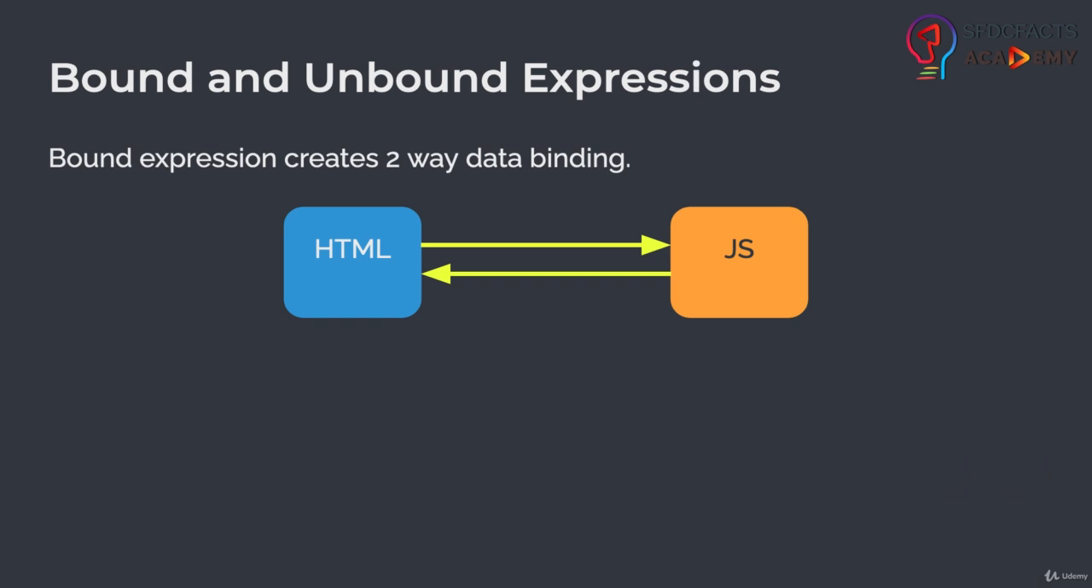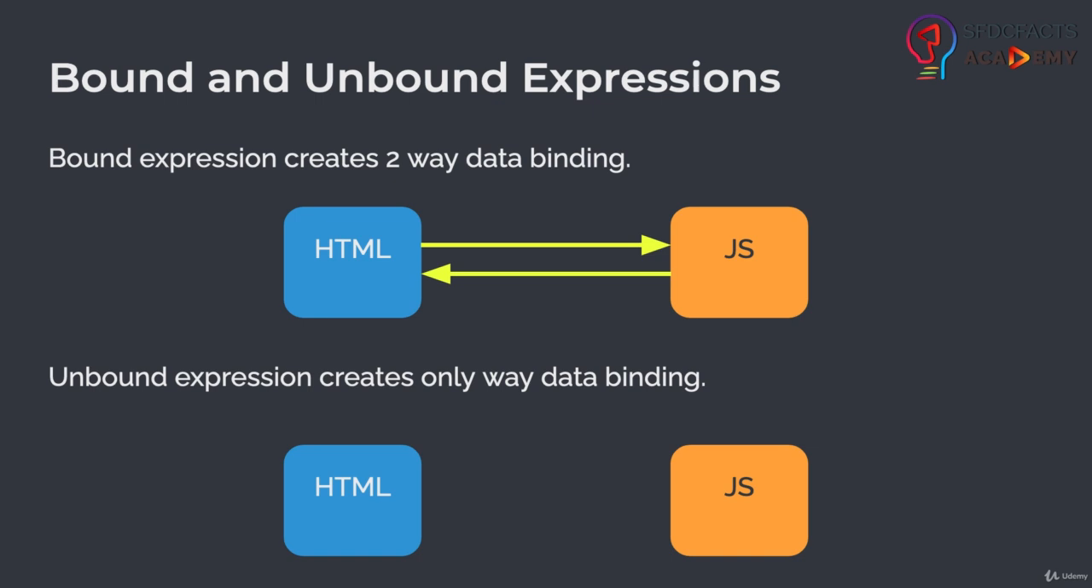Now, if you use unbound expression, then it's a bit different. It only creates one-way data binding. So this means if you are making a change in an attribute's value inside the HTML file, then it will travel to your JS file automatically. But if you make the change in JS file, then it will not travel back to your HTML file. So it doesn't create two-way data binding and your JS file changes will not reflect to your markup file.